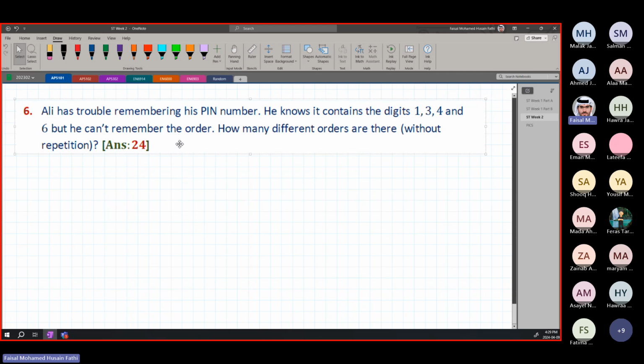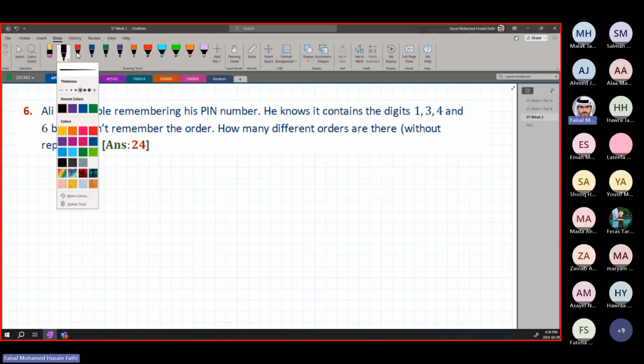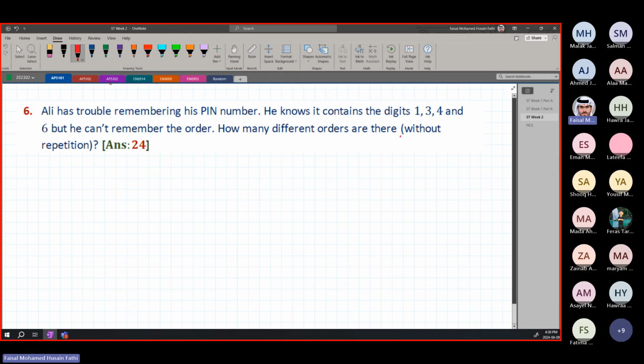Now, Ali has trouble remembering his PIN number. He knows it contains the digits 1, 3, 4, and 6, but he cannot remember the order. So how many different orders are there without repetition? So this is very important. It says without repetition. All right, so the numbers are not going to be repeating.